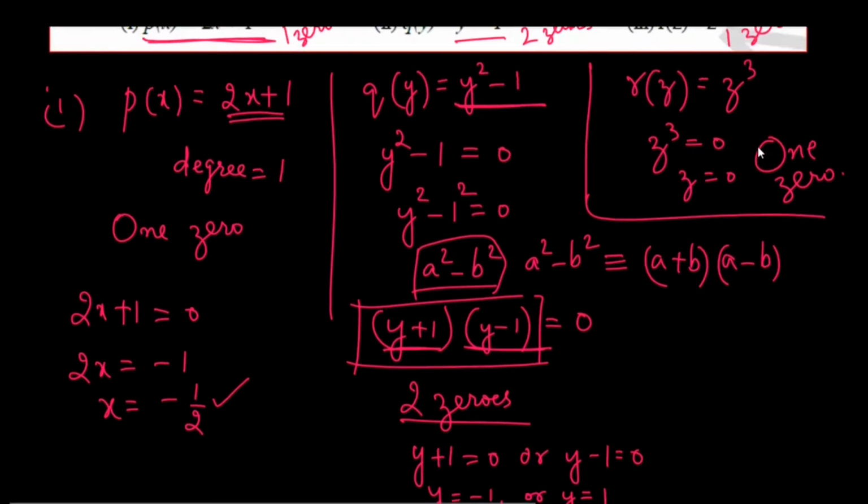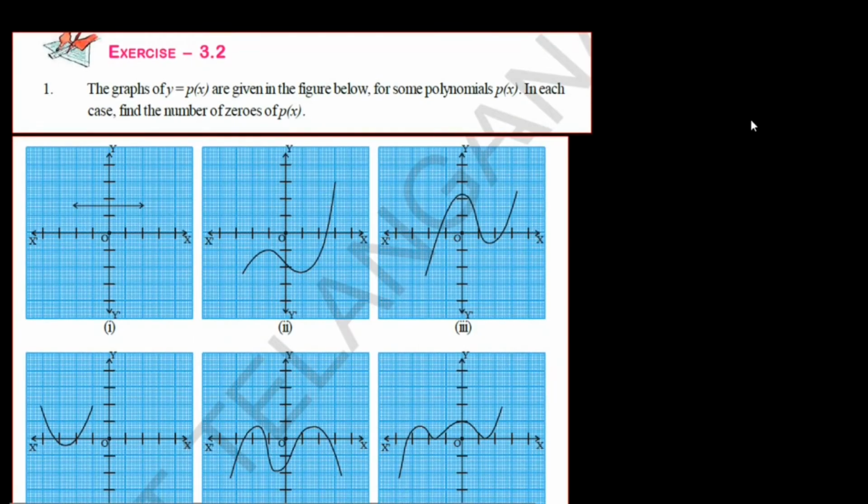The third one, z cube. Z cube is the polynomial. This has only one zero. The zero is 0. Z equal to 0 is the zero of z cube polynomial. Now let us see exercise 3.2.